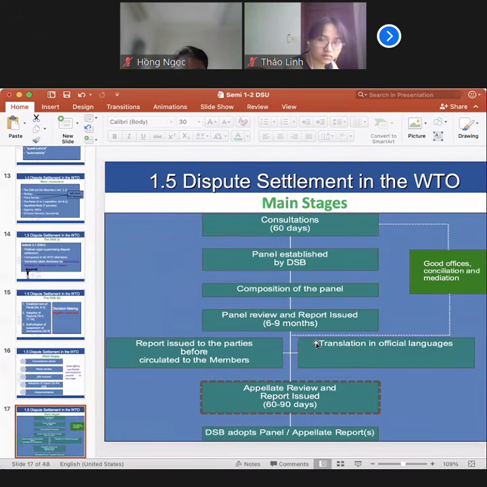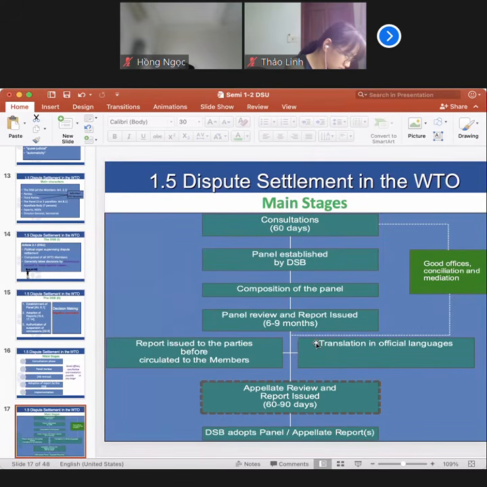Now, as I have mentioned, although much of the procedure does resemble a court or tribunal, the preferred solution is for the countries concerned to discuss their problem and settle the dispute by themselves. And so here you see on the right side good offices, conciliation and mediation. And they can choose at any time to move out to the dispute settlement procedures of the WTO.